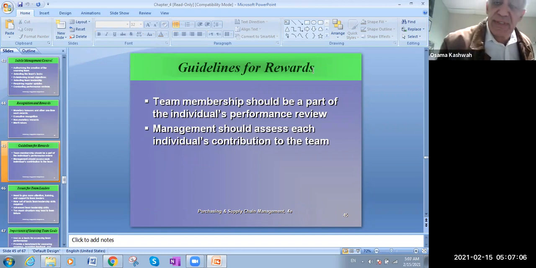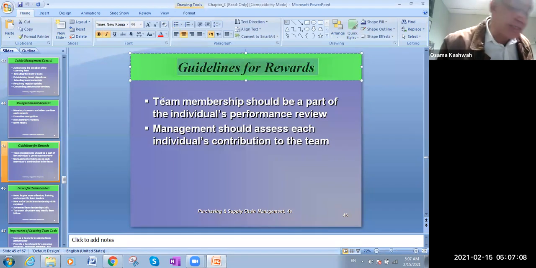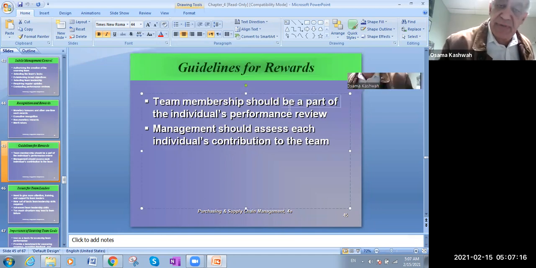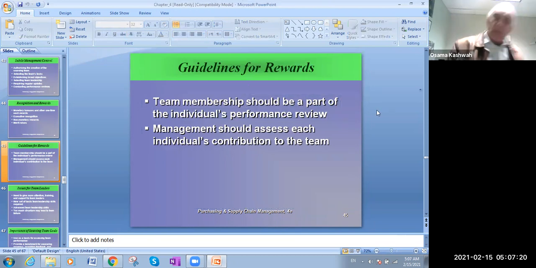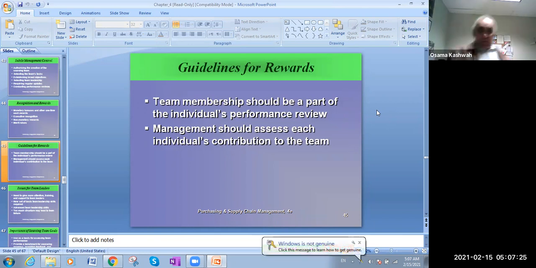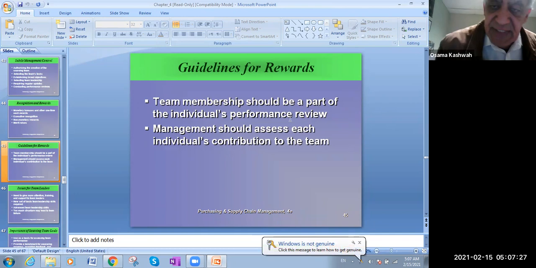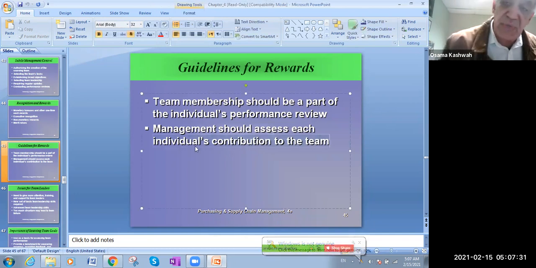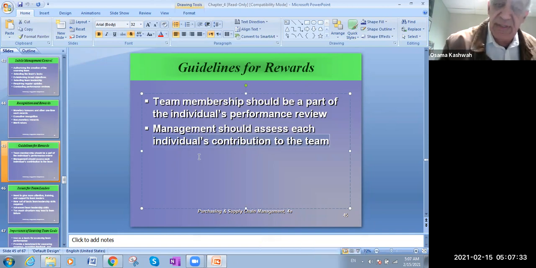Guidelines for rewards. This will help us decide for whom we will give the rewards, when we will give the rewards, etc. Team membership should be a part of the individual's performance review. So the team has to be part of the members' review. At the same time, management should assess each individual's contribution to the team. This will also help in this point.